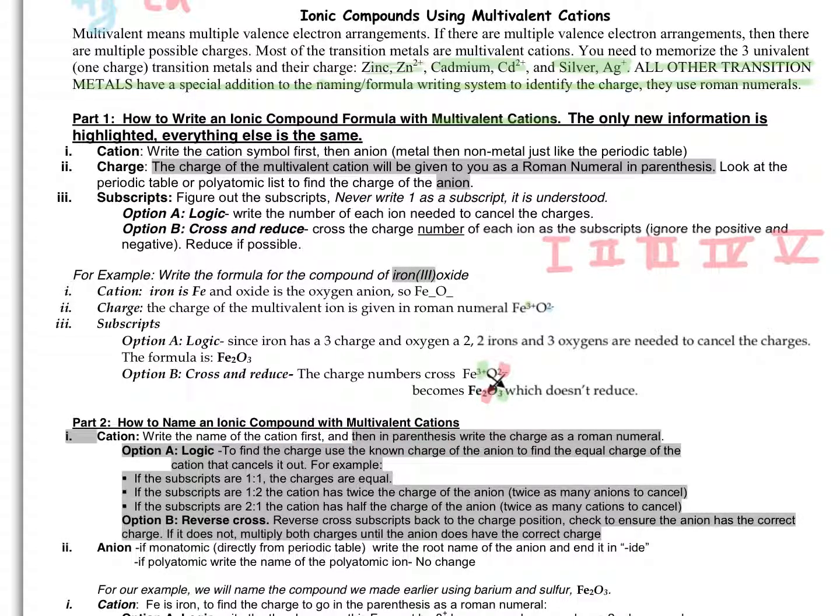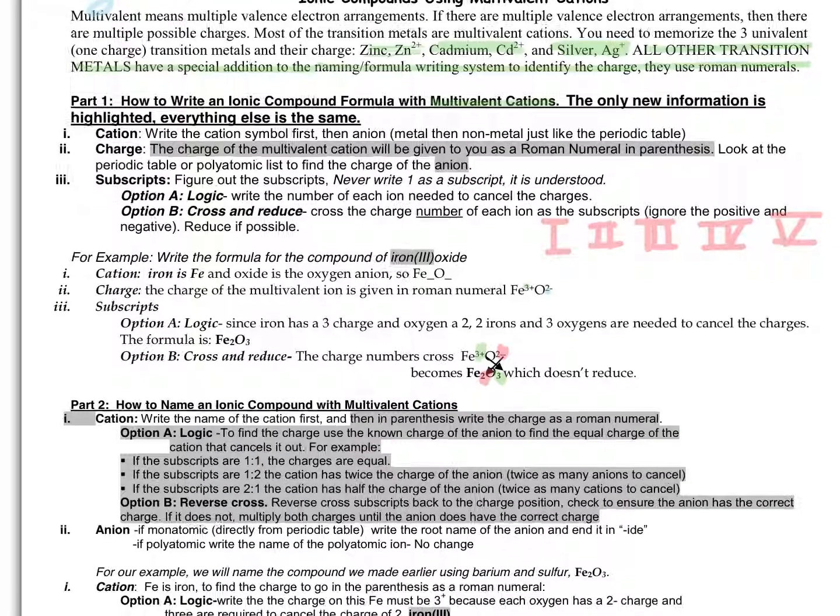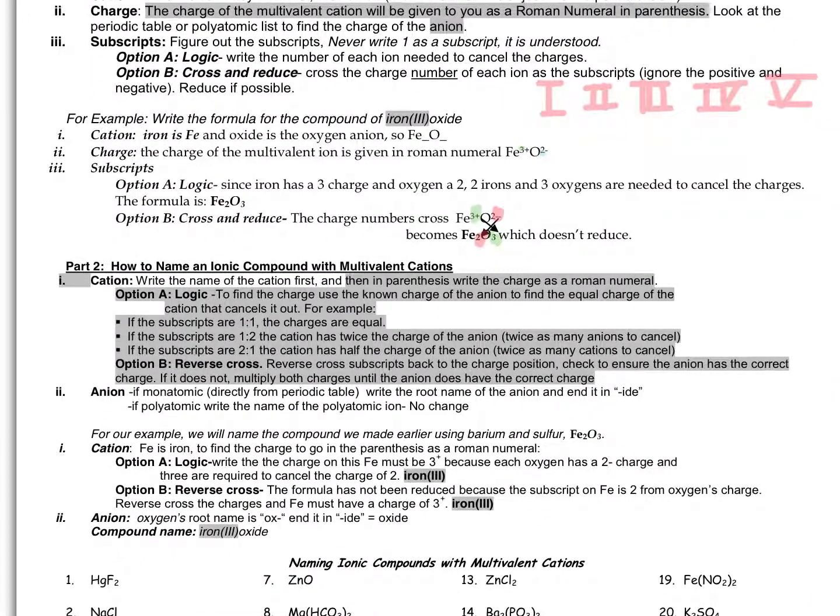So now how do we name these? We write the name of the cation first, like always. But then in parentheses, we need to put the charge with a Roman numeral.